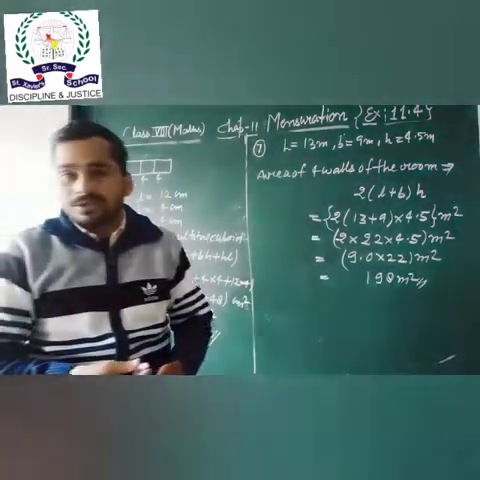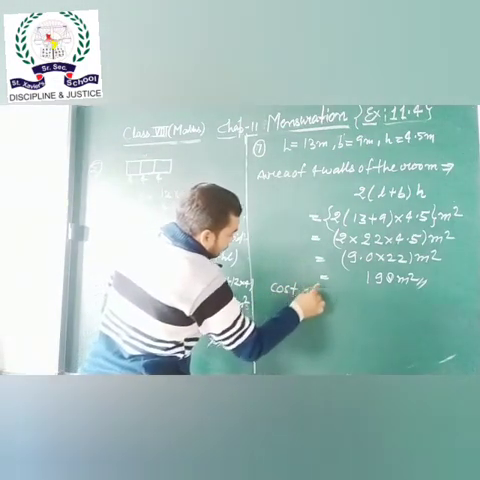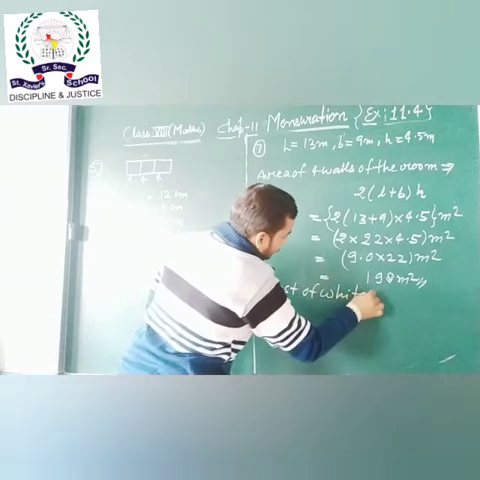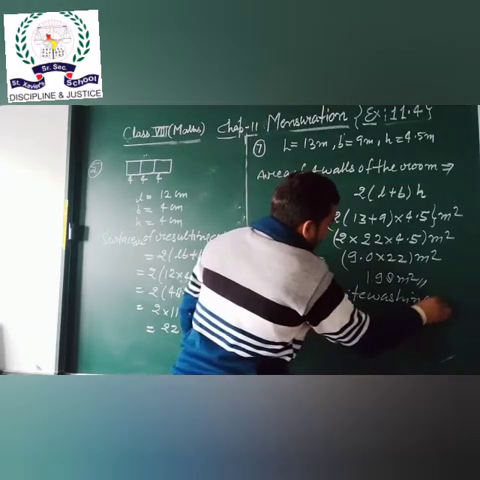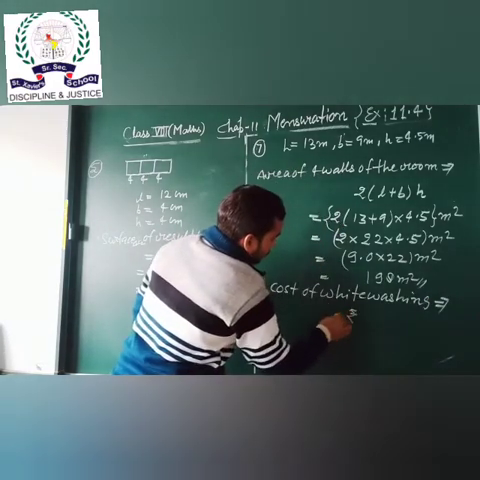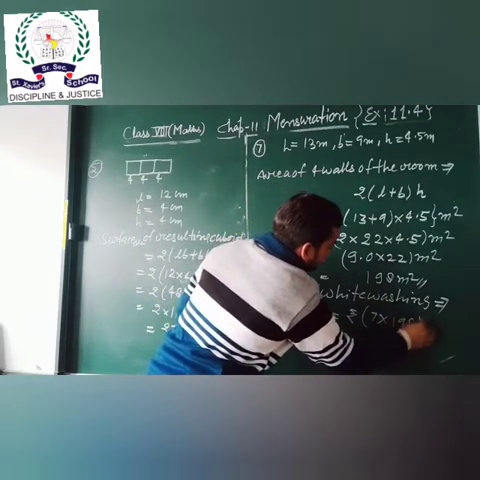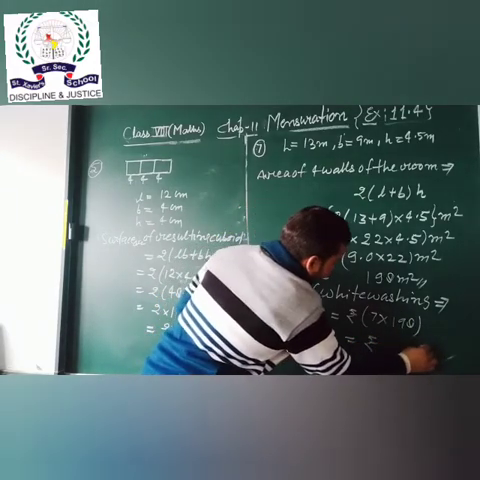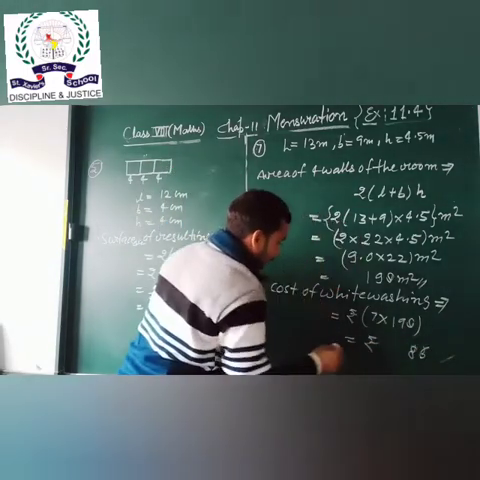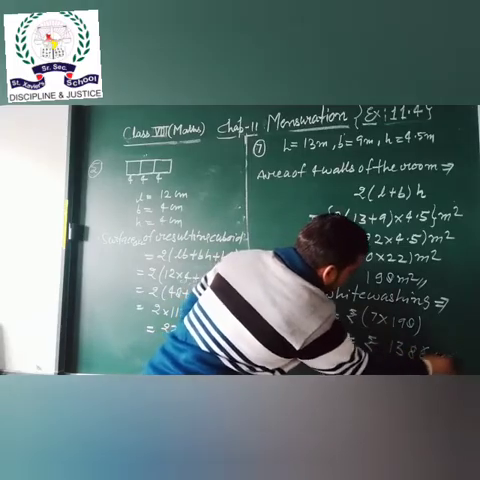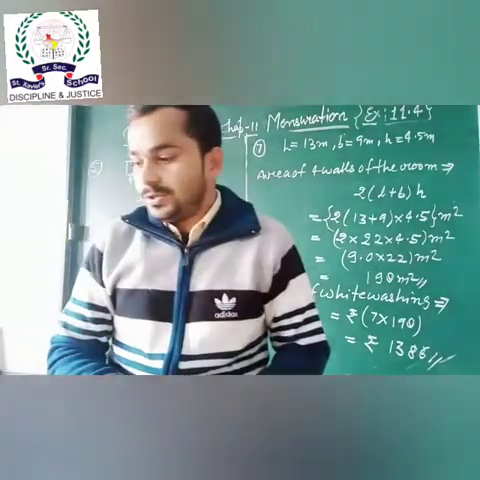Then find the cost of 7 rupees per meter square. So cost of whitewashing equal 7 rupees per meter square. So 7 into area. Area is given 198. 7 8 ja 56, 7 9 ja 63 plus 5 68, 7 1 ja 7 plus 6 13. 1,386 rupees. This is the cost of whitewashing of the room.